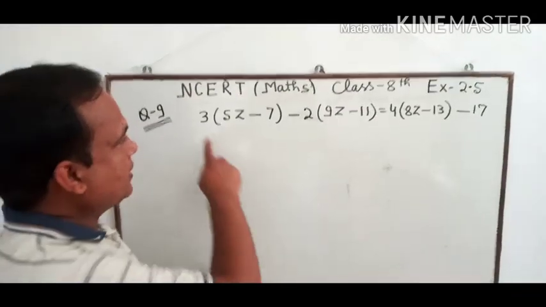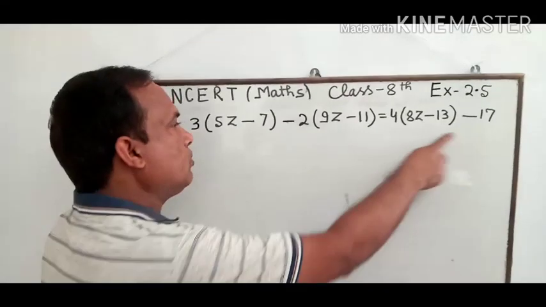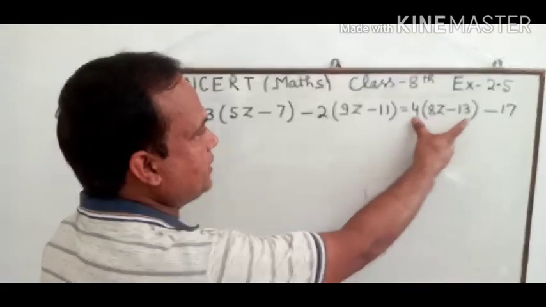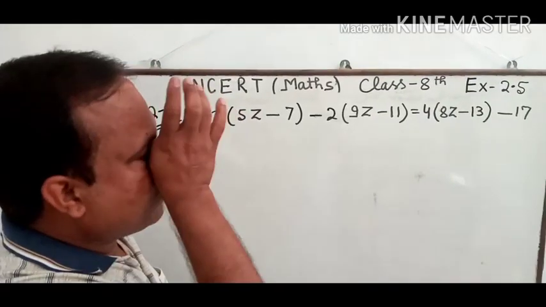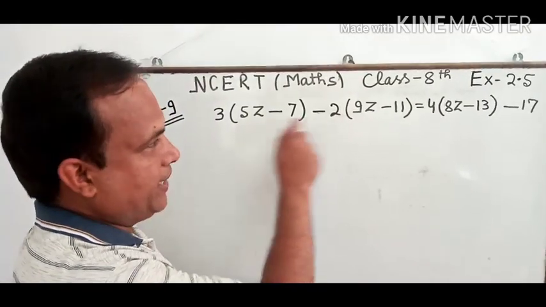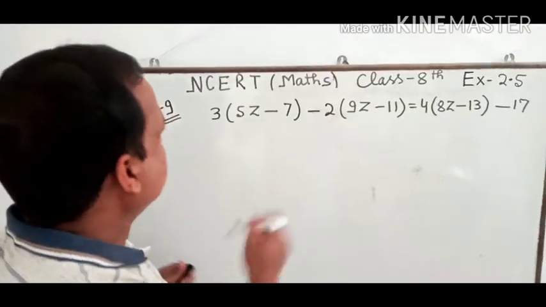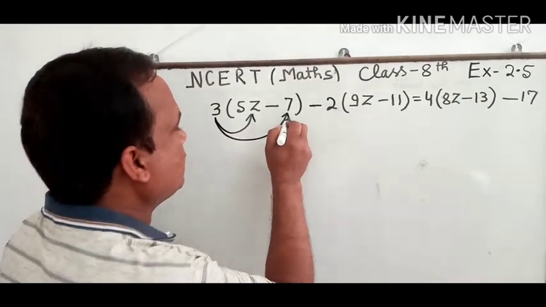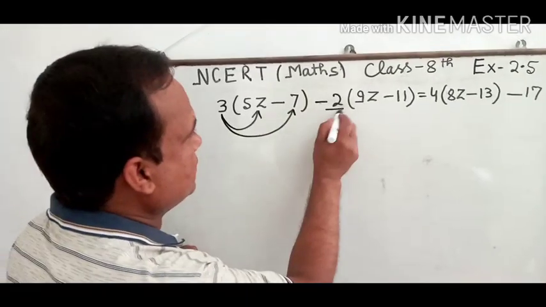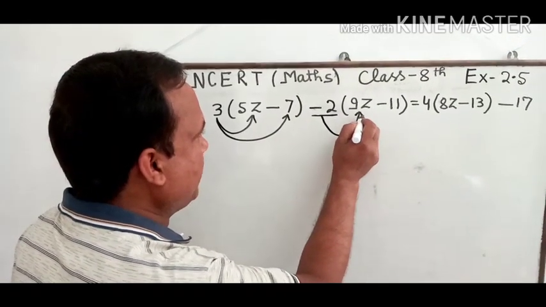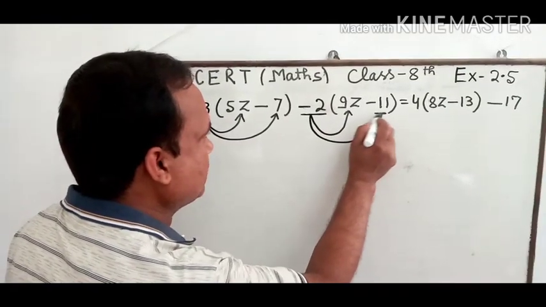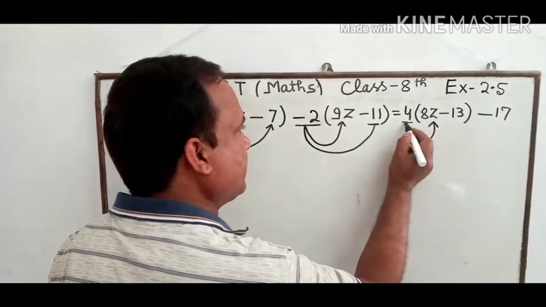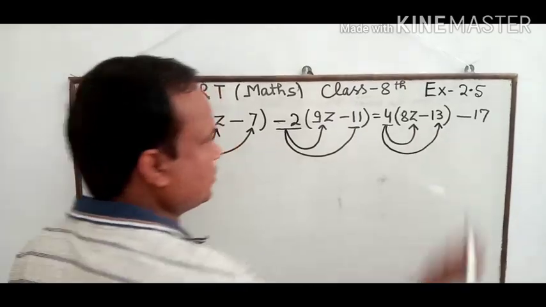Question number 9 is here. According to your question, here is one bracket, here is one bracket, here is an equal sign, here is one bracket. So first we want to remove these brackets. So how do we remove them? We multiply with 3 in this term. Same, minus 2 multiplied with this term and minus 2 multiplied with this term. Same, 4 multiplied with this term and this 4 also multiplied with this term.